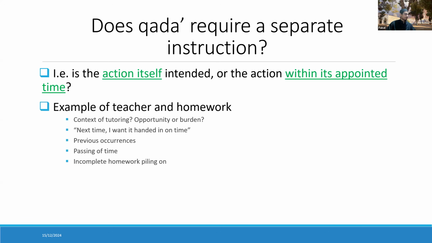And so, there's an example here that I've given. Imagine there's a teacher, and the teacher sets homework for the pupils, right? The teacher says, okay, I want this particular homework in by Friday. And one of the students doesn't do the homework for Friday. Now the question here is, is that homework still due in the next week on Monday, or is it not? In other words, is it included within the initial instruction by the teacher to hand in the homework by Friday? Or does there require a separate instruction by the teacher saying, okay, you've missed it now, I want it in next week? So, that's basically the question.